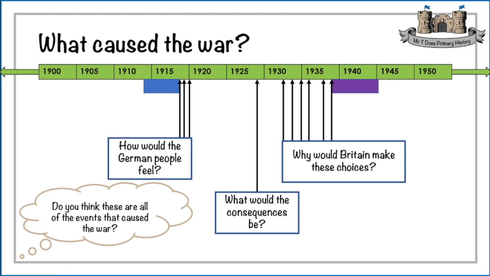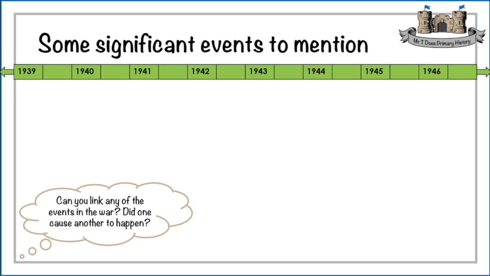Let's think back to that question I posed to you at the start. Do you think these are all of the events that caused the war? The answer is definitely no. It's just some key ones that I'm choosing to make sure that we know. Last timeline to have a look at. You'll notice it has changed again. This represents the war itself. It begins in 1939 and it goes on past 1945 into 1946.